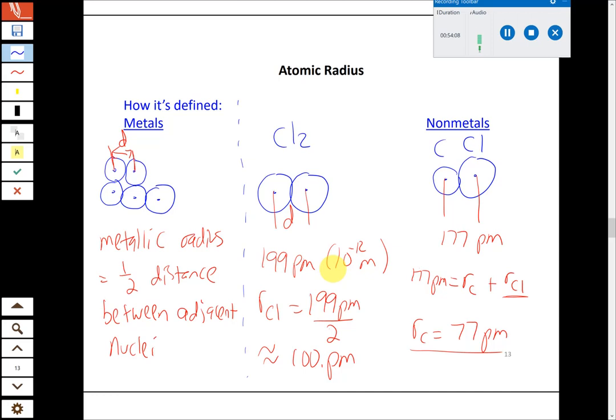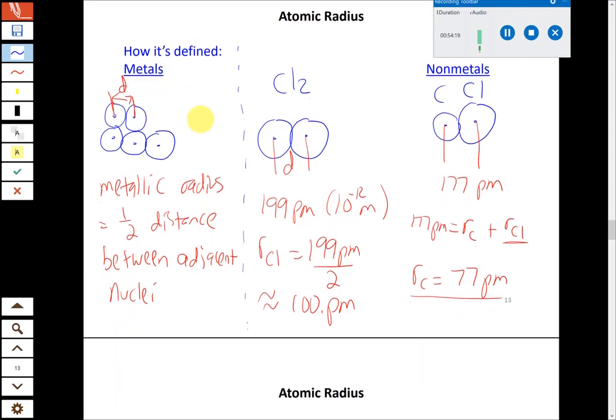Yes, it's for that specific compound, Cl2. For any other two atoms bonded to each other, the number would be different, and the radius you would calculate from that would then be different. This is just giving you a picture of how we determine these numbers. This is not a terribly important detail.